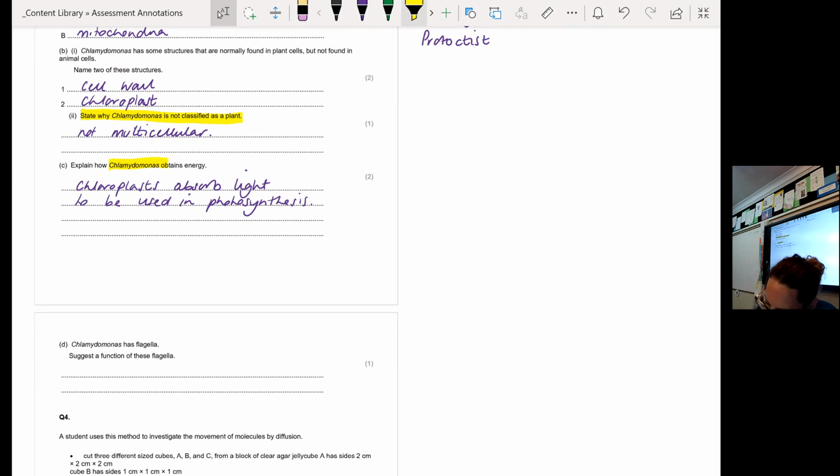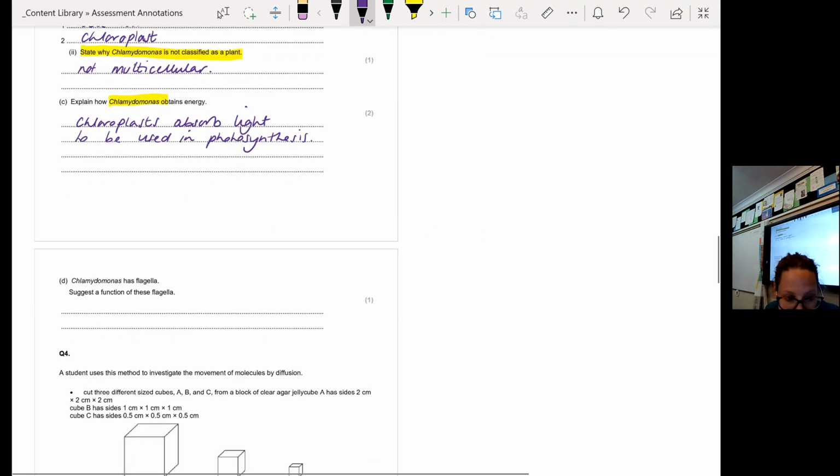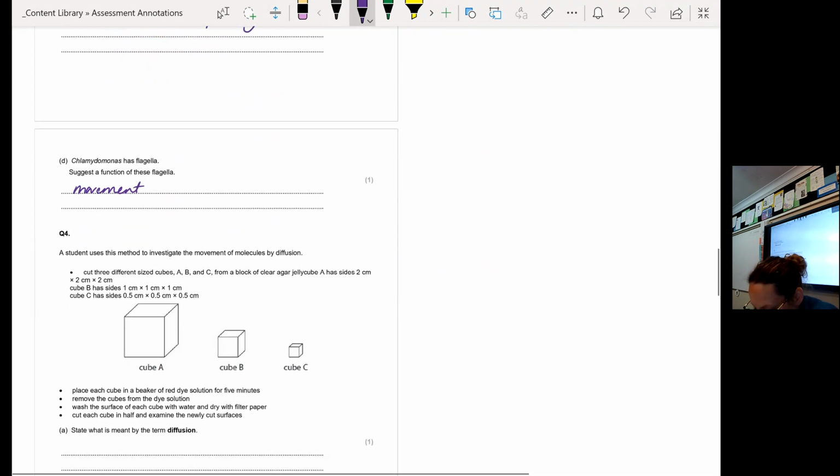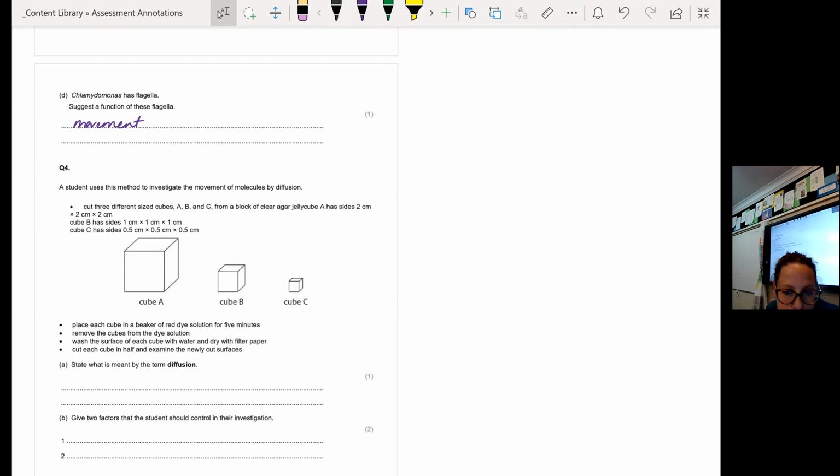Now, it also says Chlamydomonas has a flagella, suggest a function of these flagella. When we briefly looked at prokaryotes, we looked at flagella, and sperm also have a flagella. What do sperm use their flagella or their tail for? That is movement. Swimming would also be accepted as well.